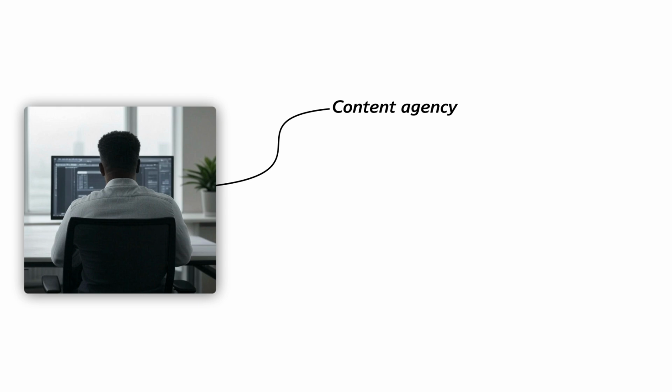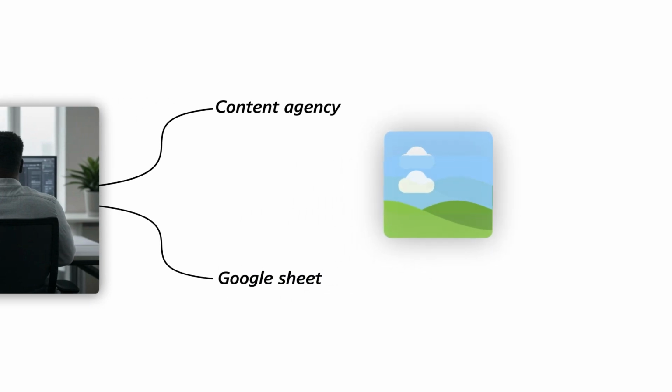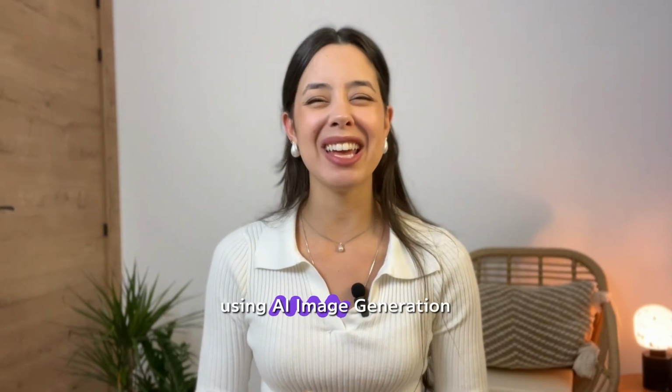Okay, now imagine you run a content agency. Every time your team updates a Google Sheet with a new blog post idea, you need an engaging image to go with it. Instead of manually designing one, we'll automate this process using AI image generation. Now let's jump into Activepieces and walk through exactly how this automation was built.